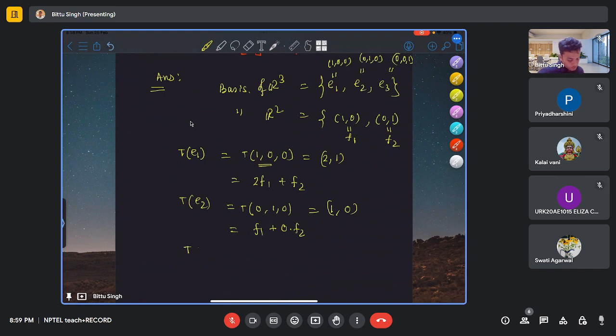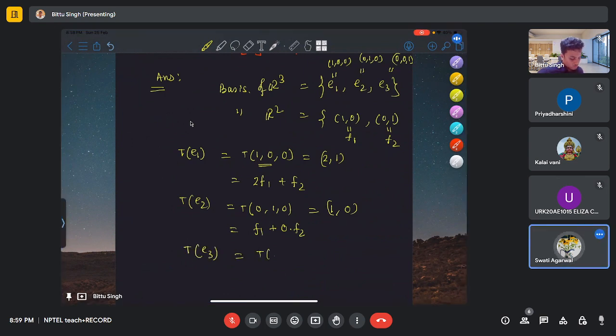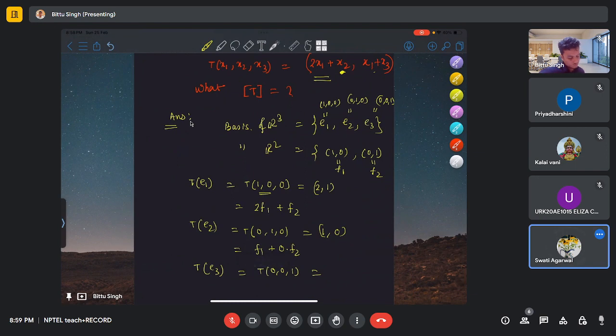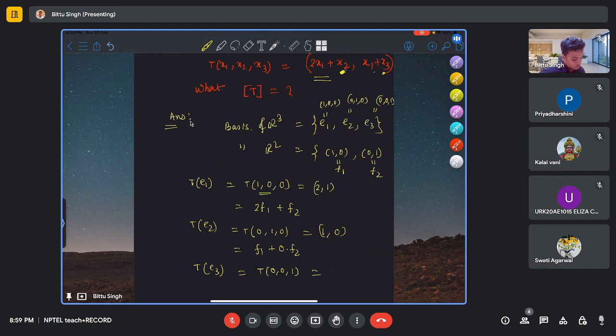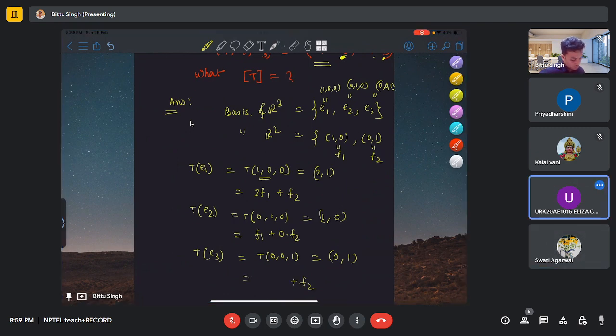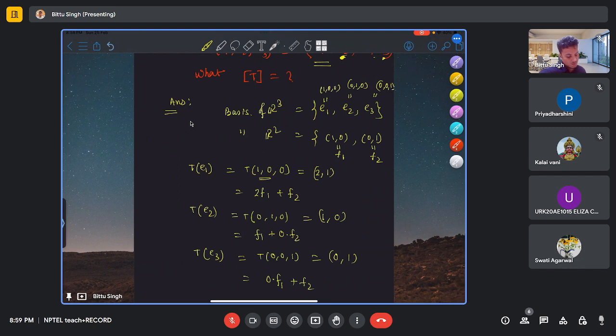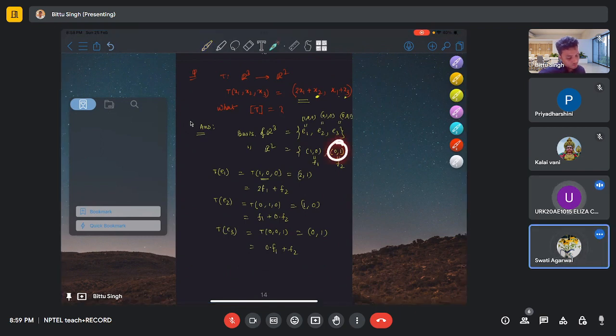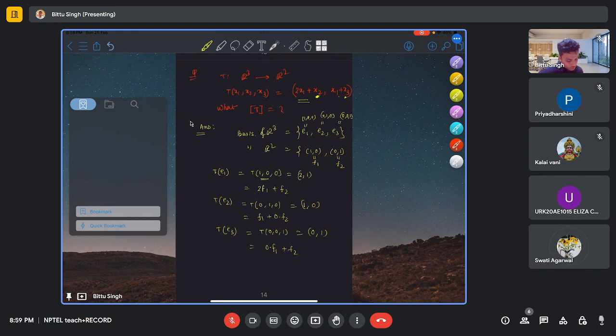So let us write another thing, T(E3), that is T(0,0,1). Then what will be T(E3)? (0,1). There is no x1 or x2, there is x3, so (0,1). And what is the meaning of (0,1)? It is 0 F1 plus F2, right? F2 is (0,1), this element.